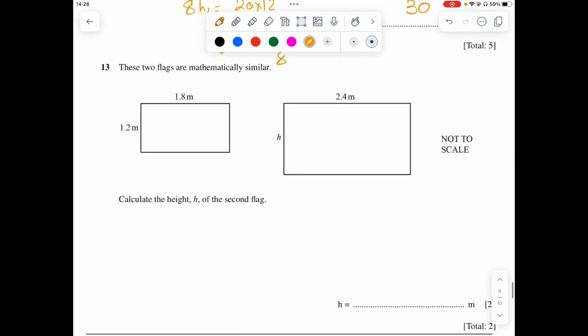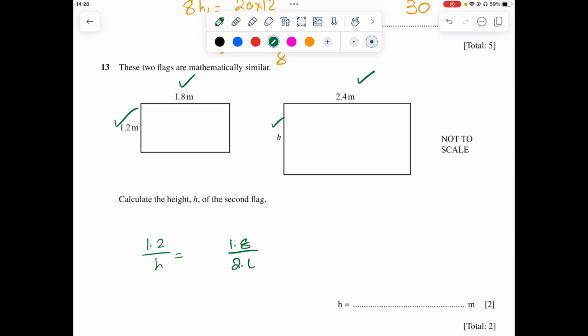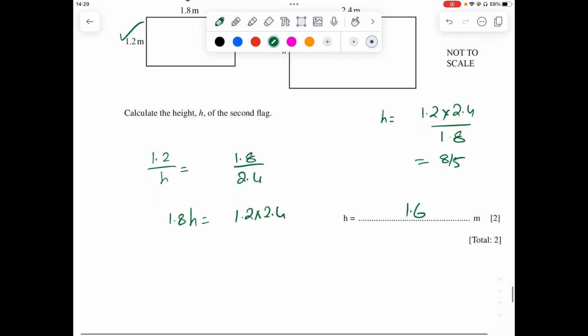Question number 13. These two flags are mathematically similar. Calculate the height. When they are mathematically similar, right side upon right side, 1.2 upon h equals 1.8, top side upon top side, 1.8 upon 2.4. Cross multiplication: 1.8 h equals 1.2 times 2.4. So h equals 1.2 times 2.4 divided by 1.8. Simplify that, you should be getting 8 upon 5, which is 1.6. That's going to be the answer.